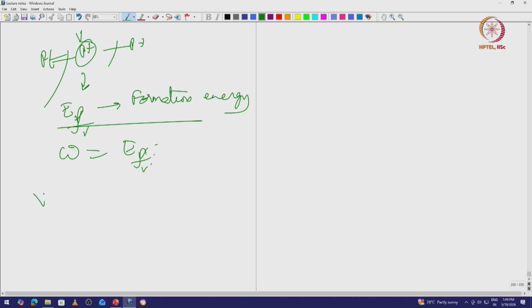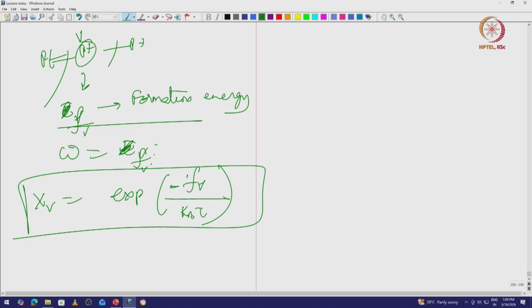So, as a result xv then becomes exponential minus, instead of EF I will just call it FV. So, minus FV, which is the formation energy of the vacancy, by kBT, okay. And this sort of relation, right. So, I always have some finite amount of vacancies in my material, and I have derived it by doing this creative thing of looking at vacancies as some needle compounds, right. And I am going to say that xv is given by this law, and this rule is what is called the Arrhenius equation. These sort of equations, right.